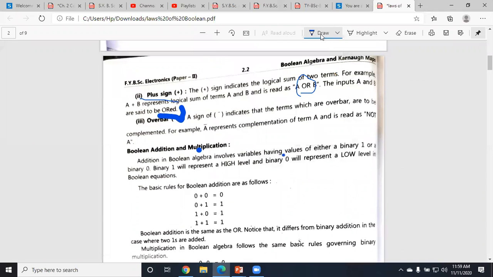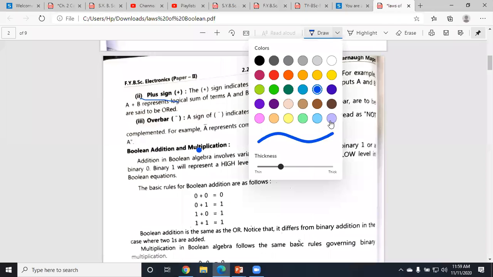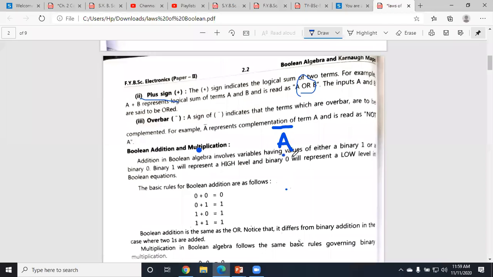Now the next, the third operator, is what? It is your overbar. In a Boolean expression, what is the overbar? If I write A with a bar like this, what does that indicate? It is called A bar. What does that indicate? The complement or negation of A. What is the function of the NOT gate?